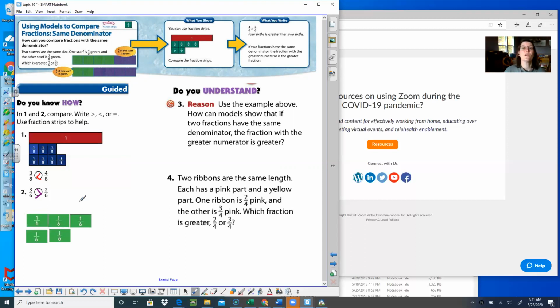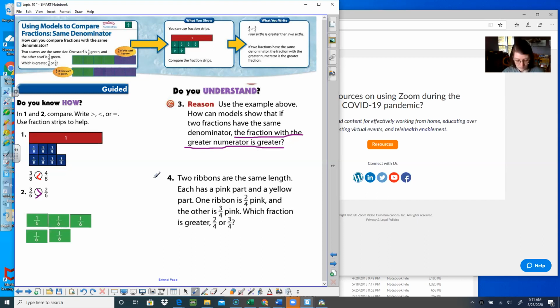Okay, number 3, use the examples above. How can models show that if 2 fractions have the same denominator, the fraction with the greater numerator is greater? So that's the big concept for today, is that as long as we have the same denominator, so like over here, we have denominators of 6, the fraction with the greater numerator is greater.